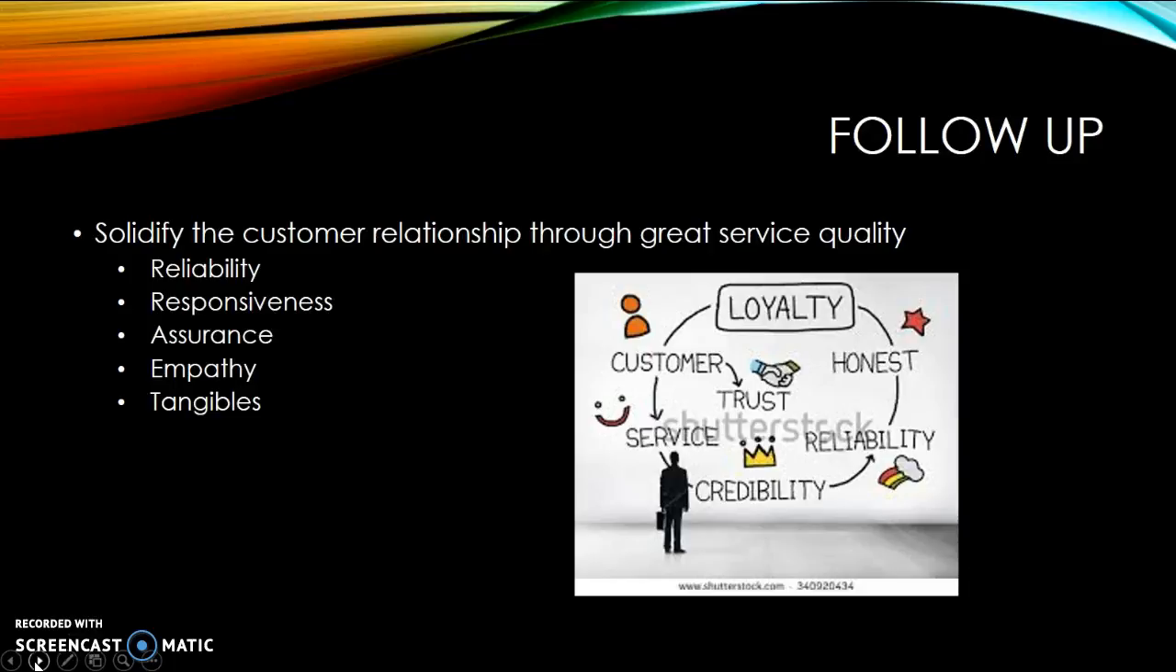And the last one is tangibles. Now, a lot of times this may go overlooked, but if you were to order something online and it comes to you poorly packaged, then that customer is going to feel as if the company did not even take an interest in delivering the product. A product's appearance is very important.